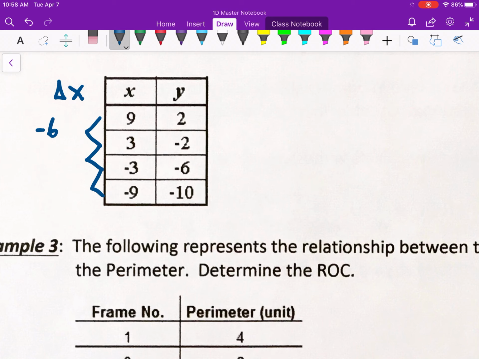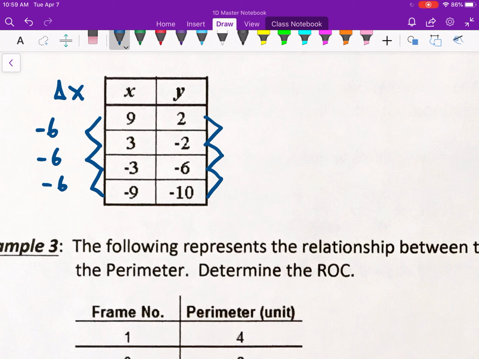So if we count down from 3 to negative 3, we're going down by 6 again. 3 down to 0 goes down by 3, and then from 0 down to negative 3 goes another 3. So we've gone down by 6. And then again, picture the number line going from negative 3 to negative 9, where we're going down by 6 again. So that's my delta x.